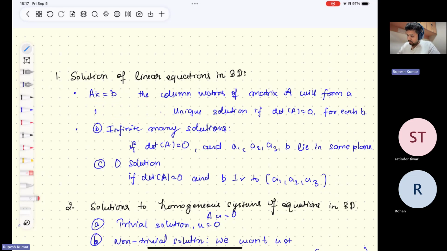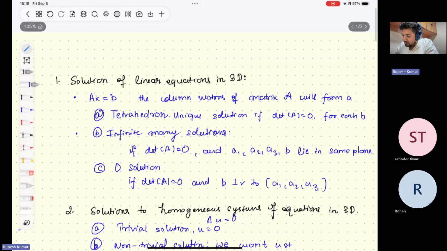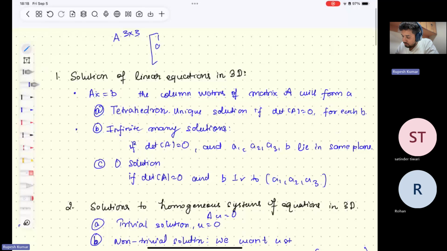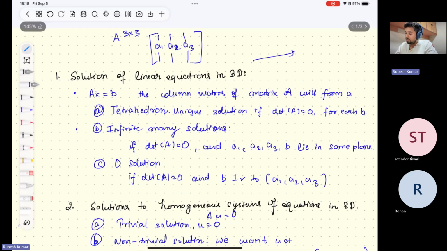So let's look at this tetrahedron, right? Basically, what does AX equals B mean? Let's say you have a matrix A, which is a 3 by 3 matrix. So it contains three vectors of three dimensions, A1, A2, and A3, right? So now when you look at these three vectors, let's say this is vector A1, this is vector A2, and this is your vector A3, right?